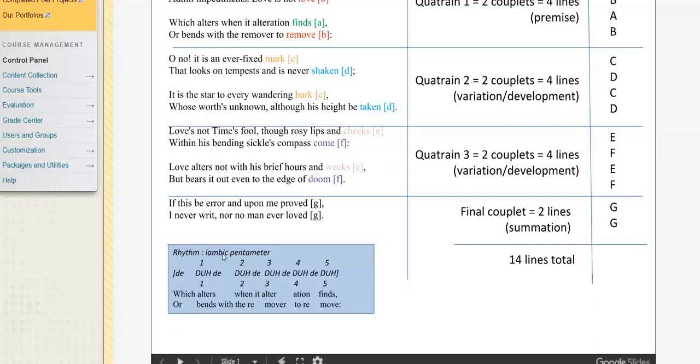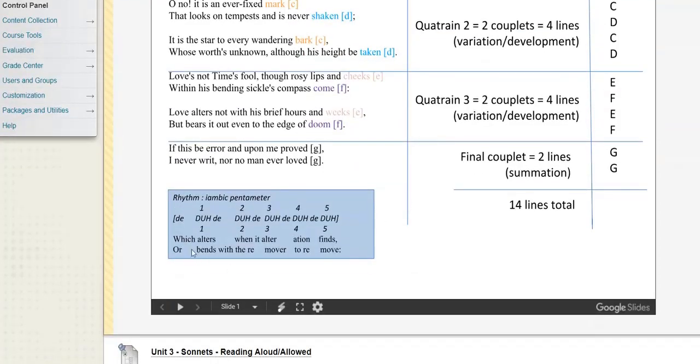So the iamb is the metrical unit, or what's called the foot, sort of like the beat unit in the line, and because there's five of them, we have that penta part. So the iamb is this one, da-da, right? Non-stressed plus stressed is an iamb, and then we have five of those. So, which alters when it alteration finds.